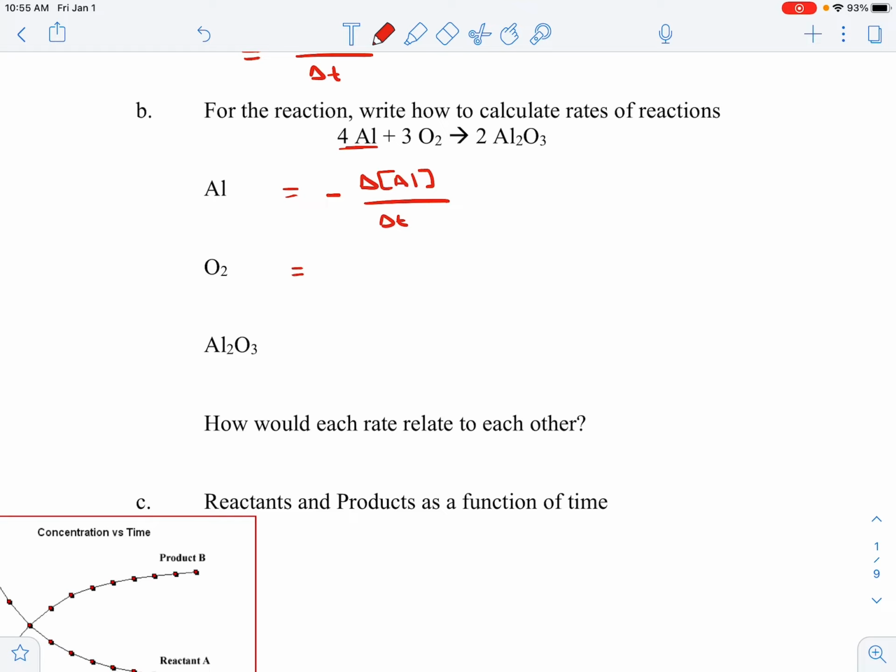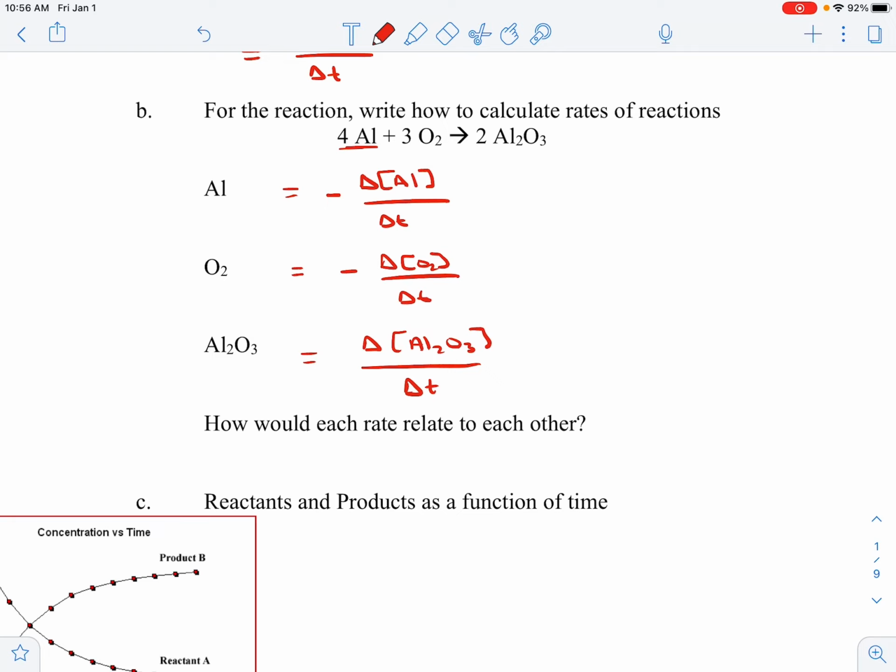Then we do the same thing for oxygen. Negative change in the concentration of O2 over our change in time. That'll tell us our reactants, and remember the products are being formed, so that's going to be a positive rate, right? Our final minus our initial. And so we're just going to say the change in the concentration of Al2O3 over our change in time.